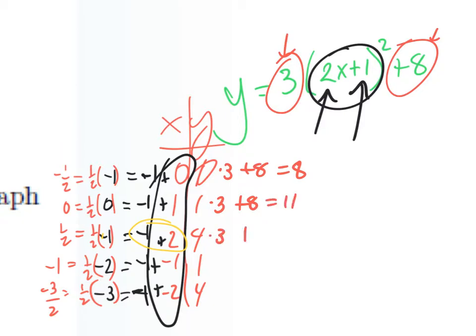What is 4 times 3 plus 8? That's going to be 12 plus 8, 20. 1 times 3 plus 8, back to 11. And 4 times 3 plus 8, since those are the same as above, it's still going to be 20.